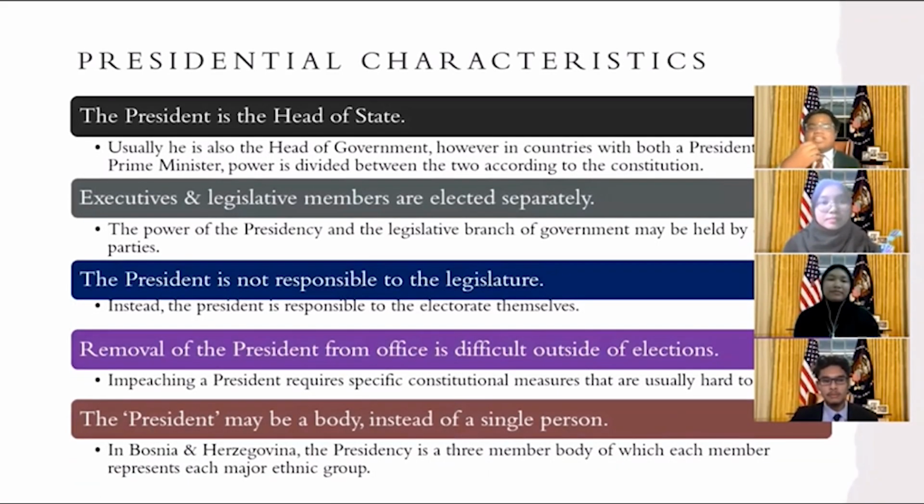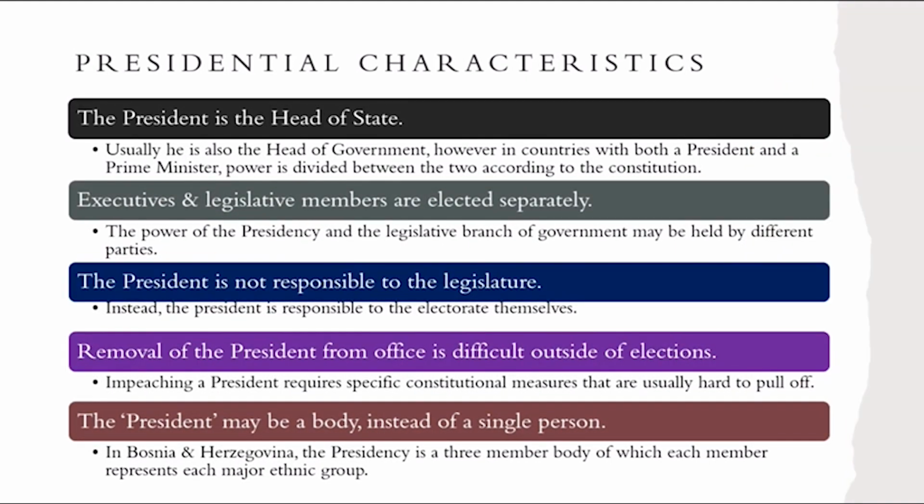Okay, so the key characteristics of the presidential system of governance. First of all, me, as the president, I am considered the head of state for my country. Usually, I am also the head of government, and that applies according to the constitution of the Imo Republic. However, in countries with both a president and a prime minister, power is divided between the two according to each country's respective constitution.